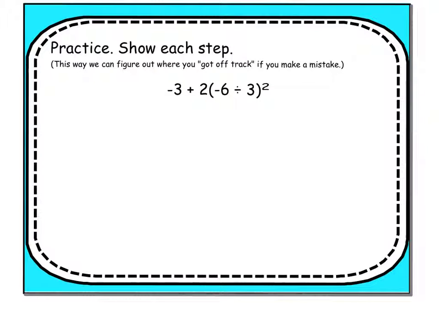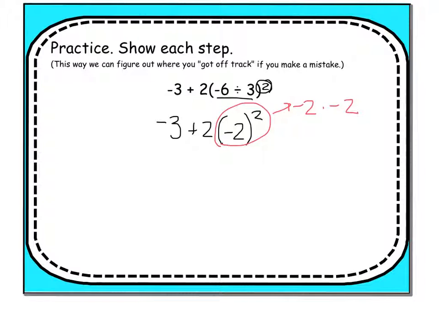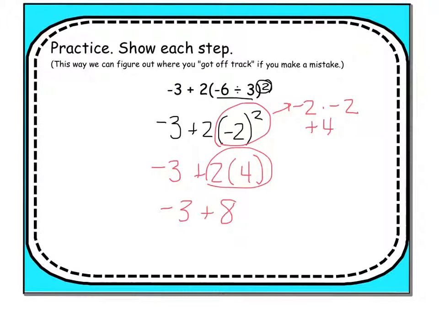On the next one, we want to do our parentheses first, so I'm going to bring down the rest of the problem. Negative 6 divided by 3 is negative 2. We still have this little exponent of a 2 up here. So now I want to do my exponents because I've done my parentheses. Negative 2 squared means negative 2 times negative 2. A negative and a negative is a positive, and 2 times 2 is 4. So I have negative 3 plus 2 times, in parentheses, 4. I'll do my multiplication before addition, so I get negative 3 plus 8. Addition, different signs, so we end up subtracting. 8 minus 3 gives us 5.